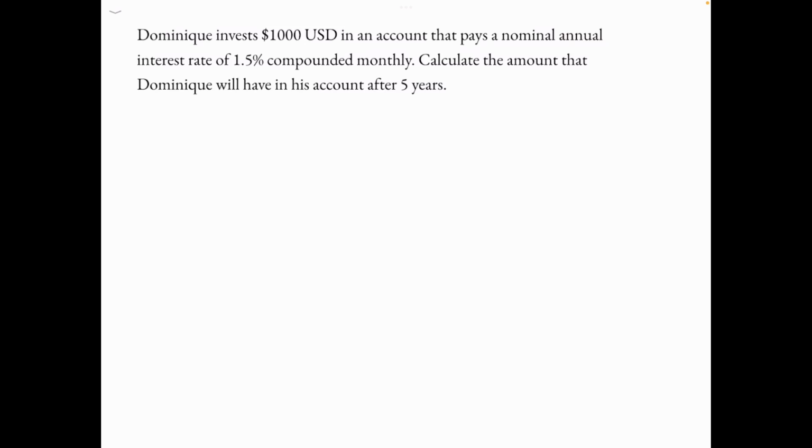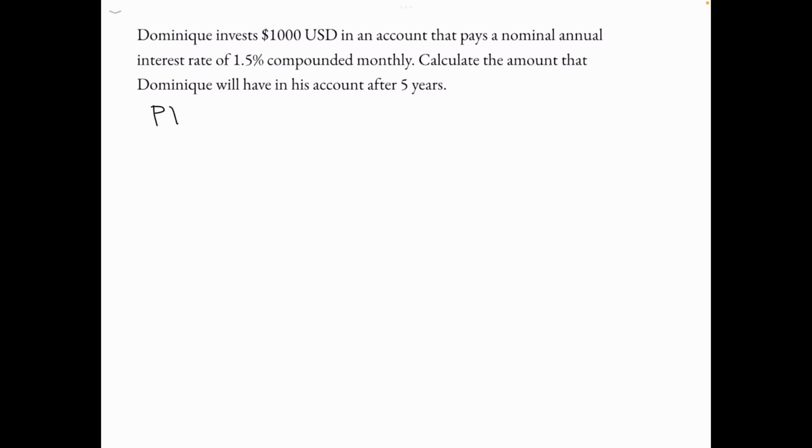So Dominique invests $1,000 in an account that pays a nominal annual interest rate of 1.5% compounded monthly. Calculate the amount that Dominique will have in his account after 5 years. So first, let's identify everything.